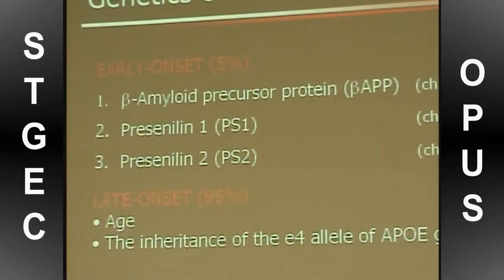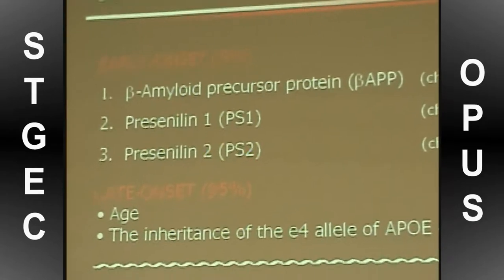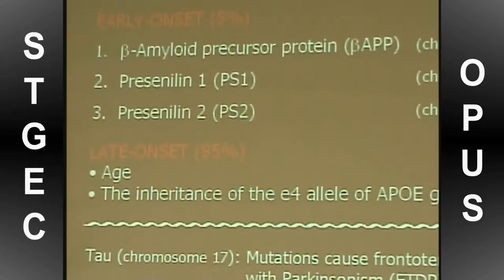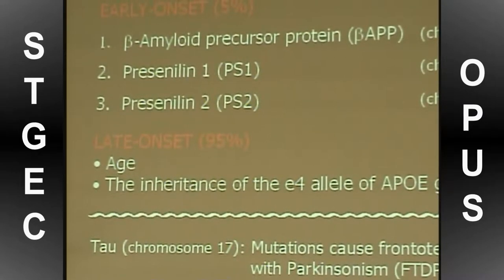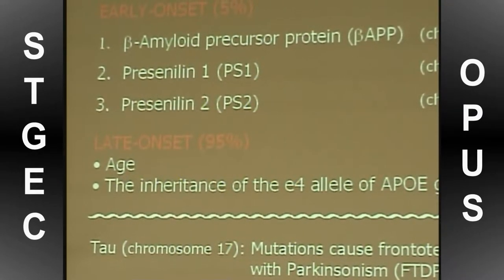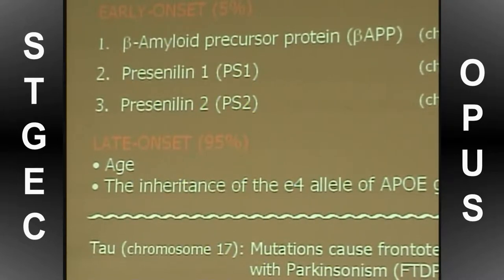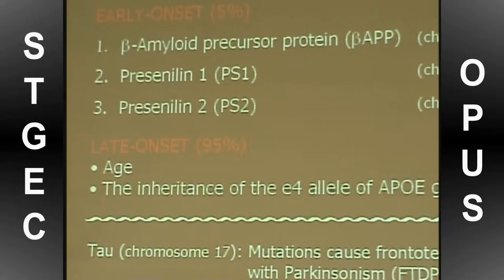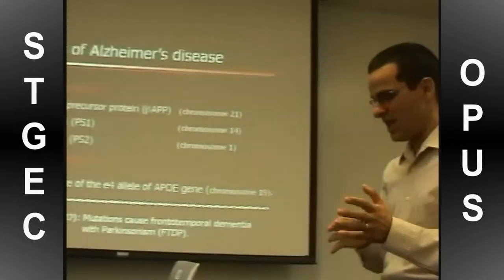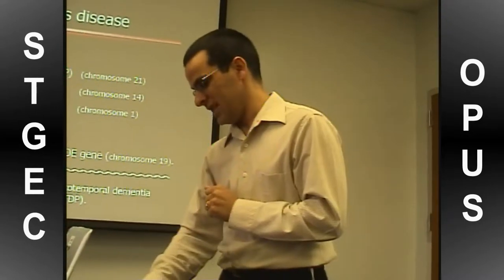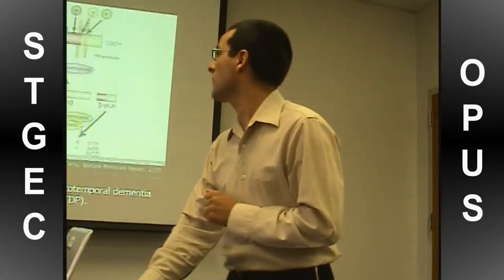Another thing I want to mention is the tau gene. Tau is genetically not linked to Alzheimer's disease; however, it accumulates in the brain to form these tangles. Mutations in the tau gene lead to frontotemporal dementia, which is characterized by the accumulation in the brain of tangles that are similar to those seen in Alzheimer's disease.